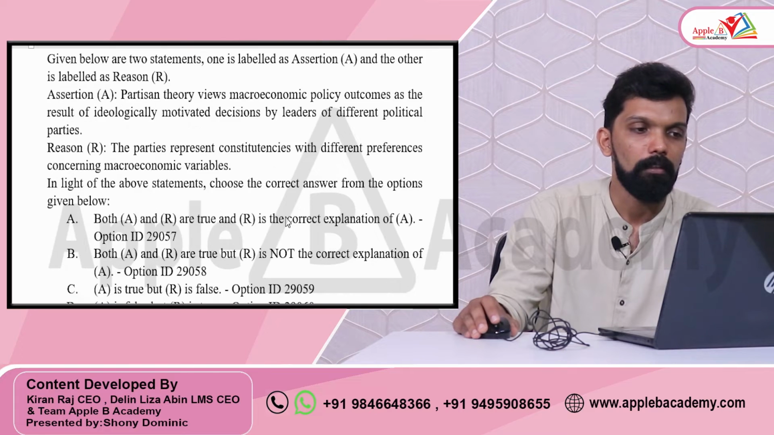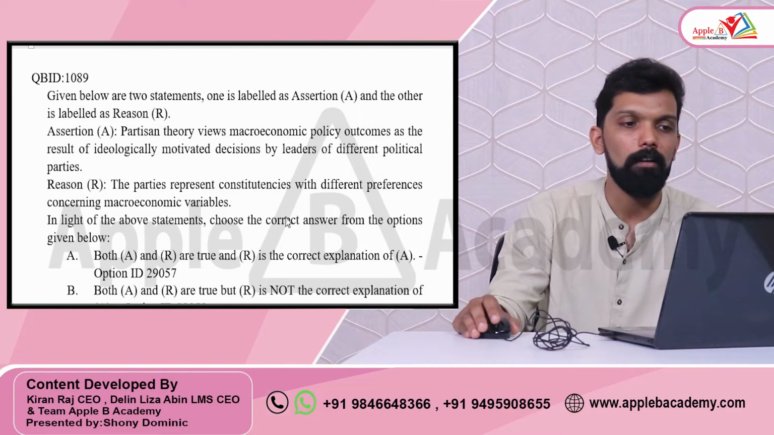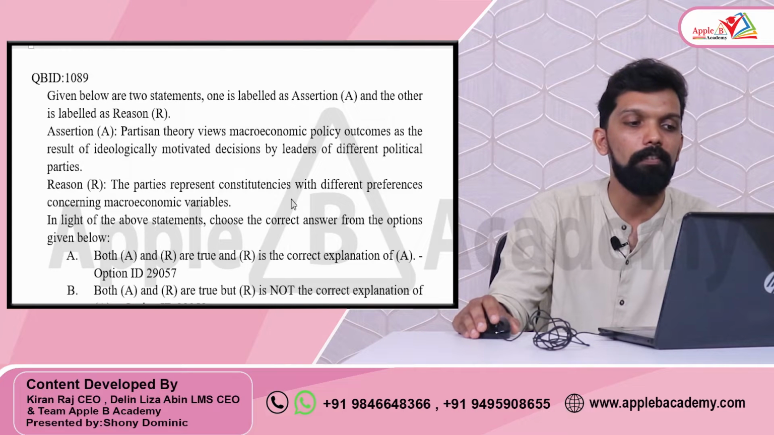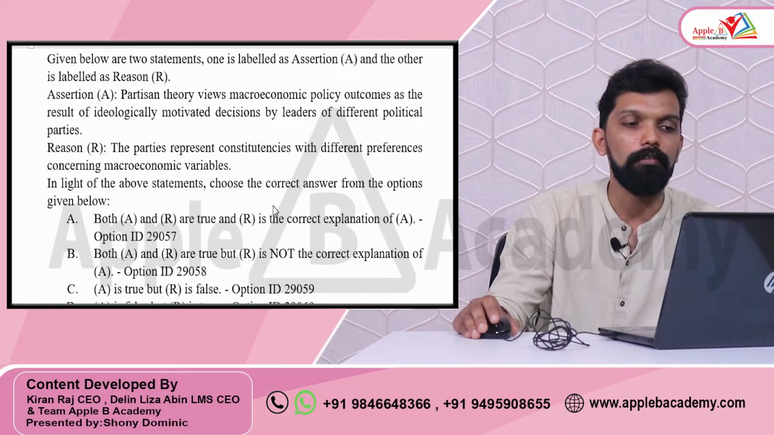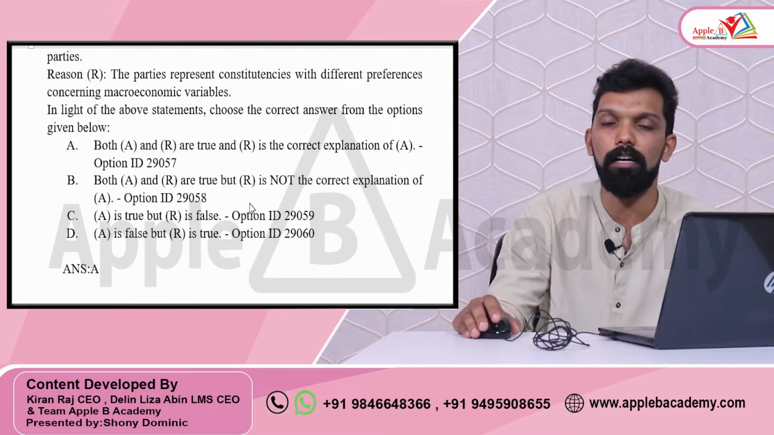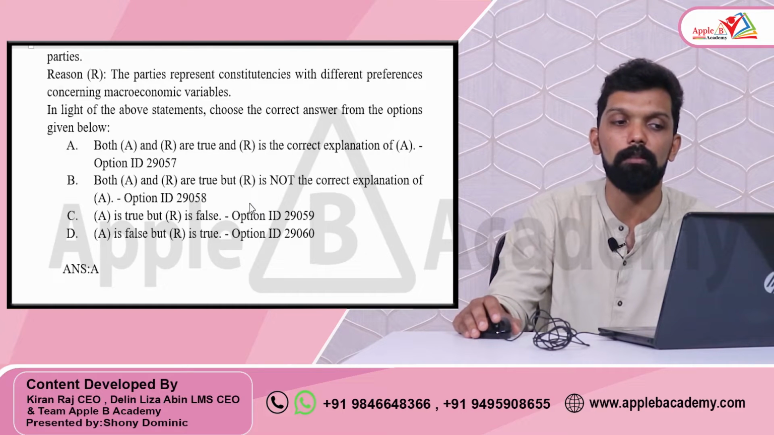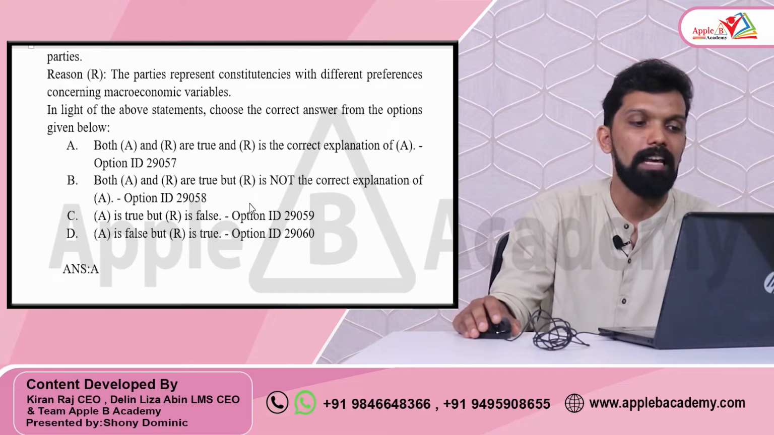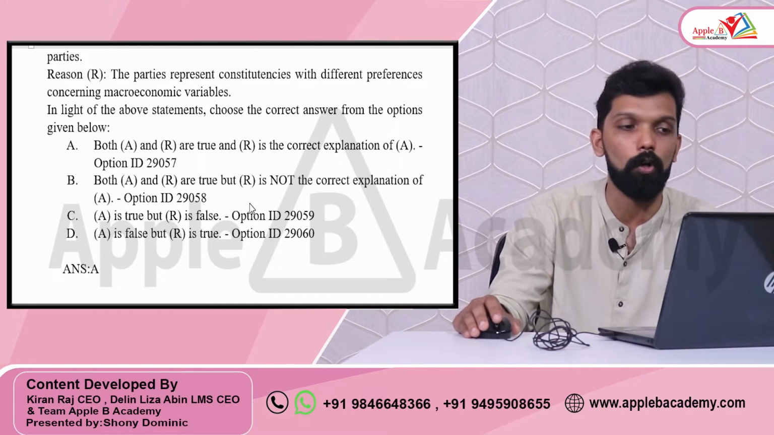So the next question, given below are two statements. One is labeled as assertion and the other is labeled as reason. So the assertion, partisan theory views macroeconomic policy outcome as the result of ideologically motivated decision by leaders of different political parties. Reason, the parties represent constituencies with the different preferences concerning macroeconomic variable. In the light of the above statement, choose the correct answer from the options given below. Both A and R are true and R is the correct explanation. Both A and R are true, but R is not correct explanation of A. A is true, but R is false. A is false, but R is true. The right answer for this question is option A, which is both A and R are true and R is correct explanation of A.